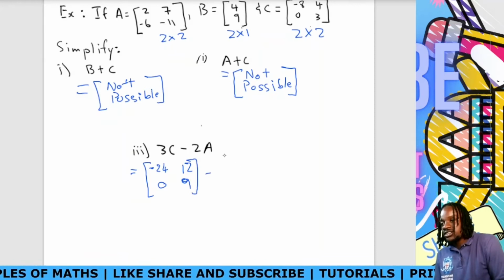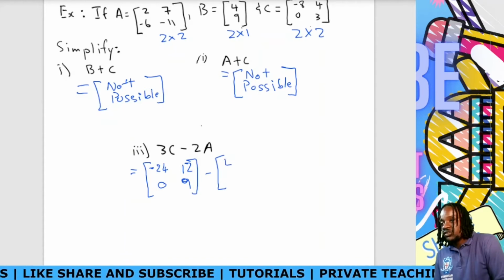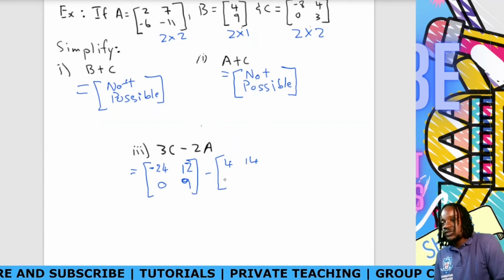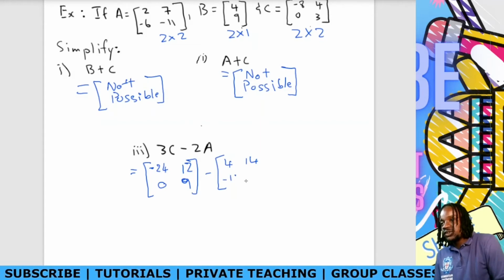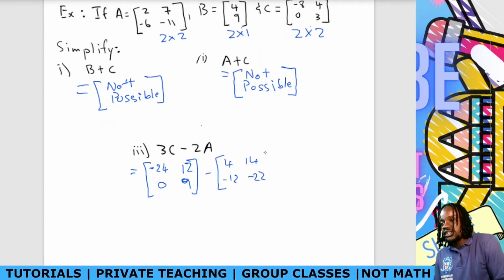Minus, and then from that, 2 times A, so 2 times 2, 4. 2 times 7, 14. 2 times negative 6, negative 12. 2 times negative 11, negative 22.